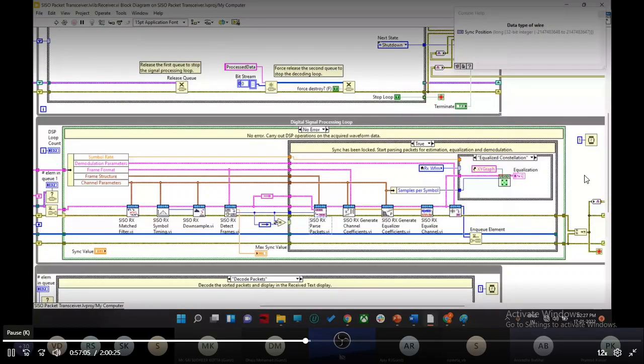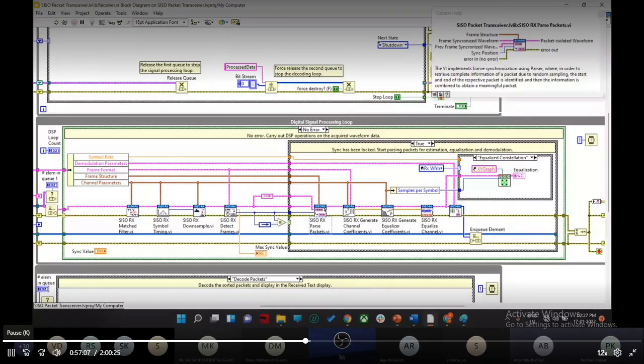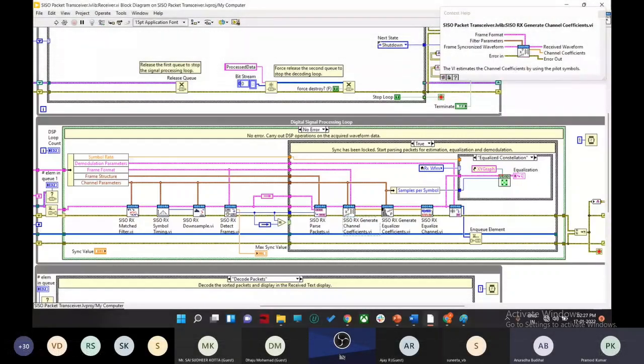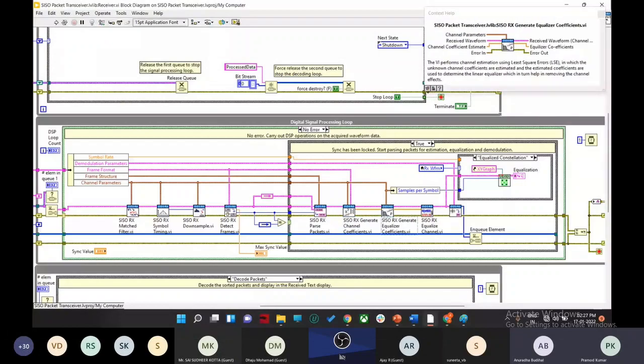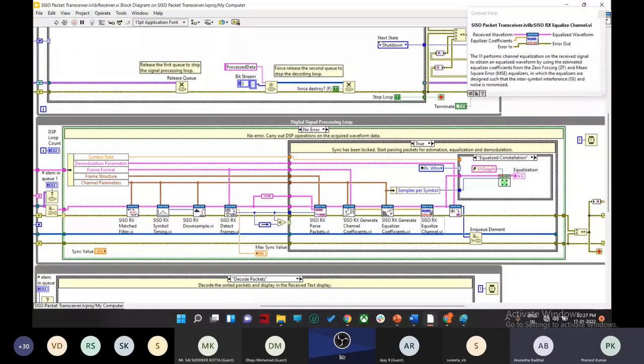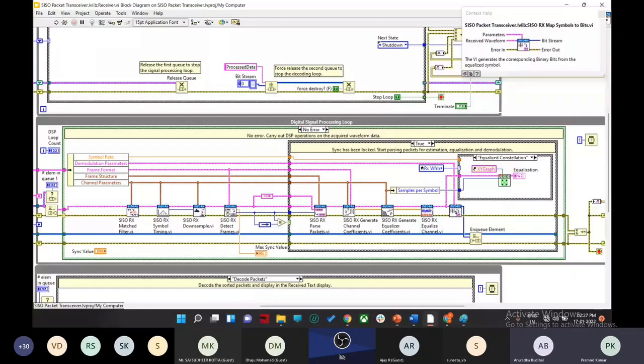We convert the received signal with that of the channel coefficient, so that we get our data properly. And then at last we do symbol to bits conversion. So this whole process is very important in the SISO receiver block, so that every bit is decoded properly.